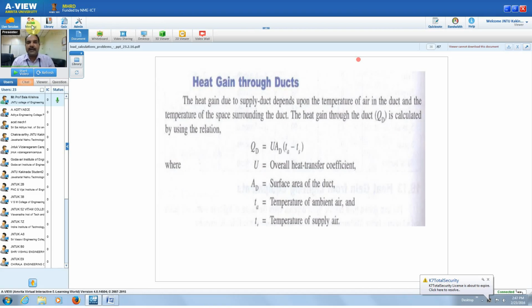Then the heat gain to the ducts. The heat gain due to the supply duct depends upon the temperature of air in the duct and the temperature of the space surrounding the duct. The heat gain through the duct is calculated by Q equal to U, that is the overall heat transfer coefficient, into the area of the duct, into the temperature difference, that is Ta minus Ts, where Ta is the ambient temperature of air and Ts is the supply temperature of the air.